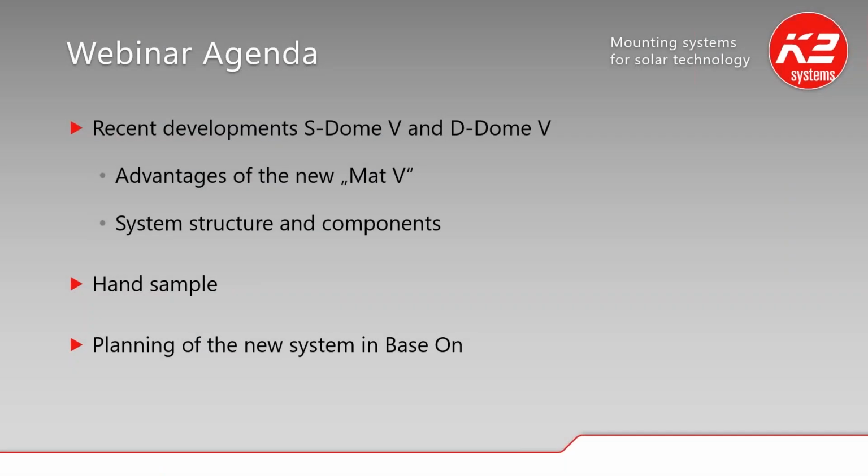So let's have a look into our agenda for this 1 hour. We will have a look at some slides. I will go a little bit into the theory of our new flat roof system, which is the S-Dome V and the D-Dome V. We will look at the advantages and the system structure, and then at the hand samples, the real parts lying next to me here on the table. Then, as Ronnie mentioned, he will show you how to plan a system in our planning software. And in the end, we will have lots of time to answer your questions.